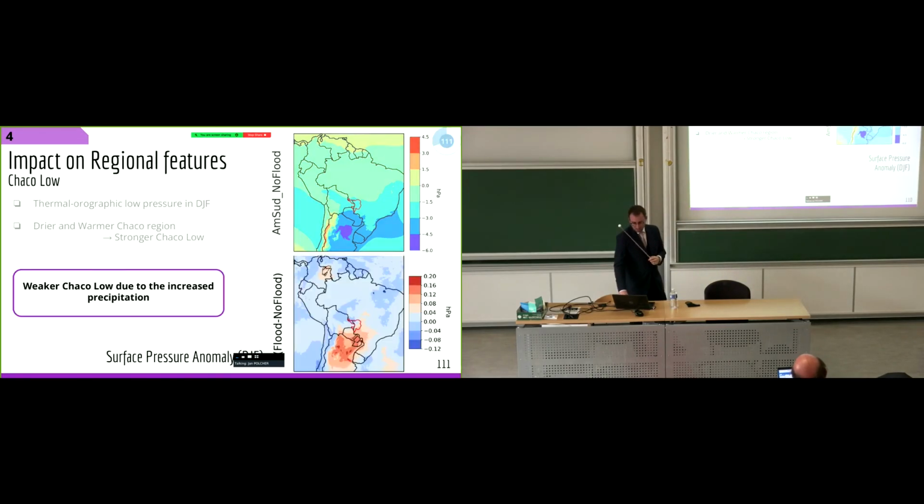So if we look at the difference of surface pressure anomaly between both simulations, you can see that over the Chaco Low we have a negative anomaly. Here we have an increase of the surface pressure anomaly, so we will have a weaker Chaco Low. And this is logical because we have more precipitation, so we have a wetter and colder Chaco region, so we have a weaker Chaco Low.